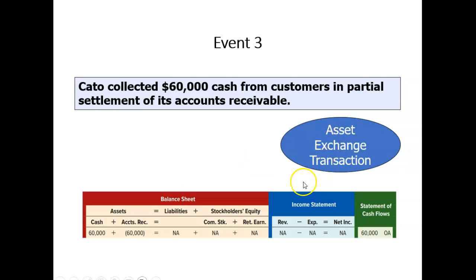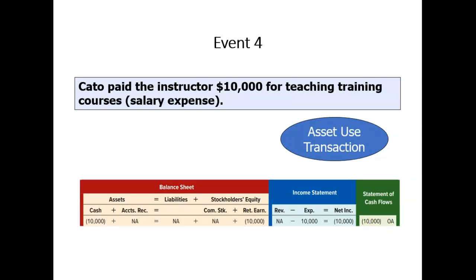That's an asset exchange transaction, whereas one asset increased and the other decreased by the same amount. This transaction doesn't impact liabilities nor stockholders' equity. It doesn't impact the income statement, but on the statement of cash flow, there will be an increase in cash of 60,000 from operating activity. So again, we're showing how each of these transactions also impacts our financial statements. Want some more? Got some more for you.